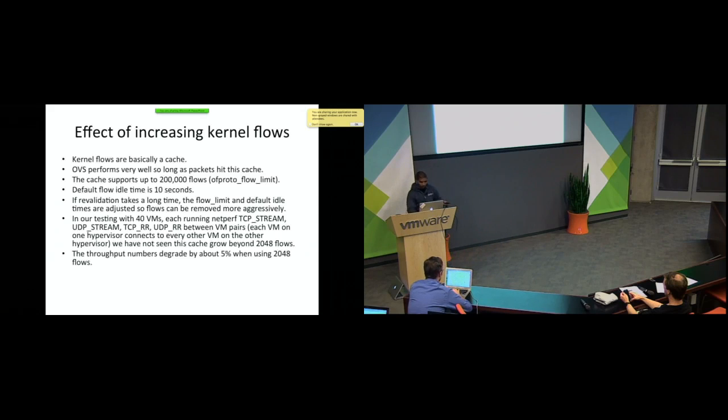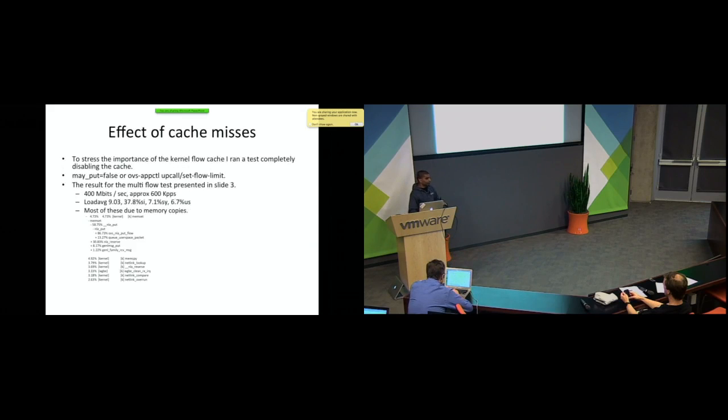And the next slide talks about the effect of cache misses, and you can see that it's very, very bad. To test this, I disabled the kernel data path. You can do that in 2 ways. You have an appctl command to disable it, and you can set the flow limit to whatever you want. I used may-put equal to false, so the kernel data path flow never gets put. And you can see that in this test case we get about 400 Mbps, which boils down to 600 kpps, and also the user space CPU for ovs-vswitchd goes up a lot.